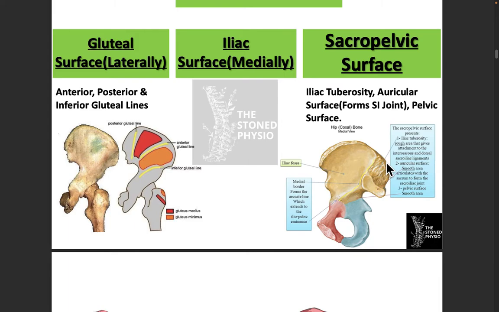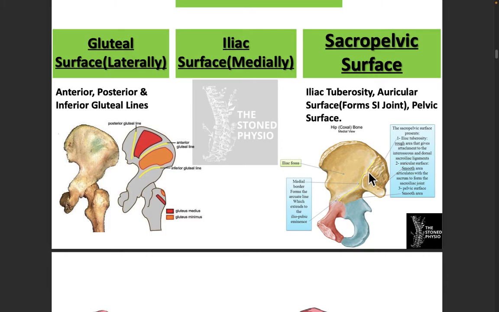In the sacropelvic surface we can talk about three different parts. First of all, we have got this surface. Can anyone tell me कि इस surface के साथ में attachment किस bone का होता होगा? Yeah, of course, this is the sacrum, na. So we can see this L-shaped, more or less L-shaped structure होता है, and that surface is called as auricular surface.